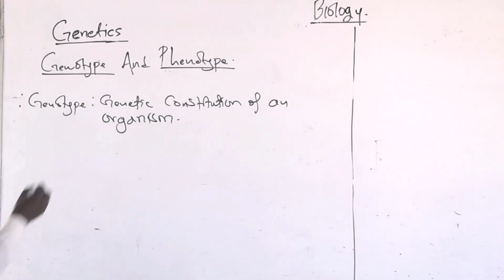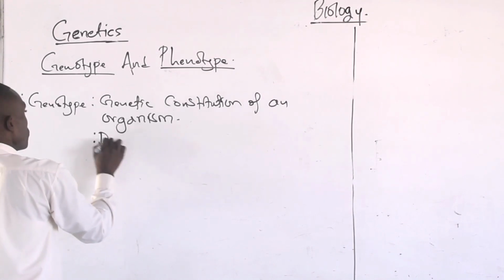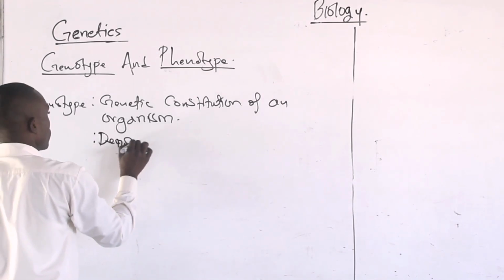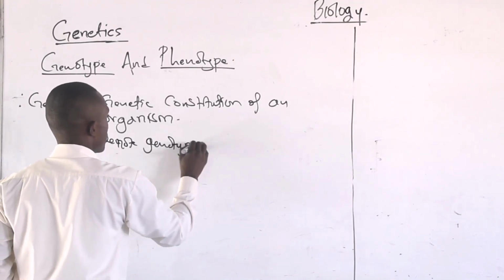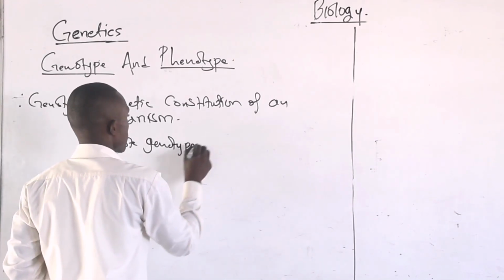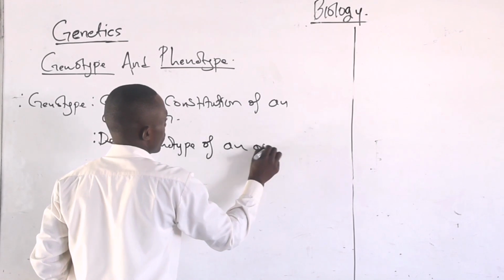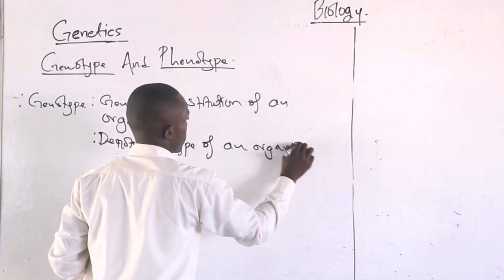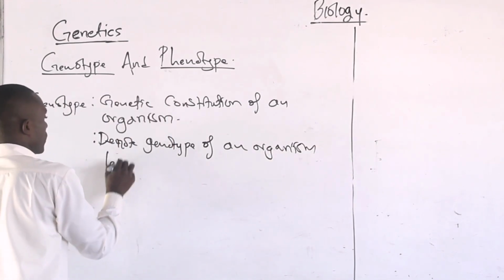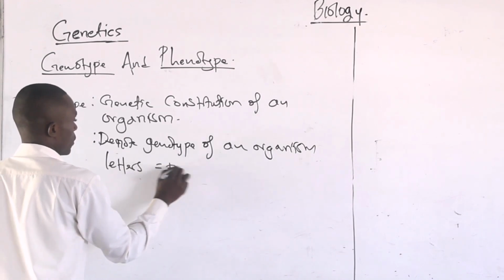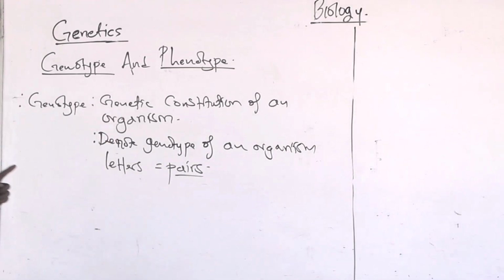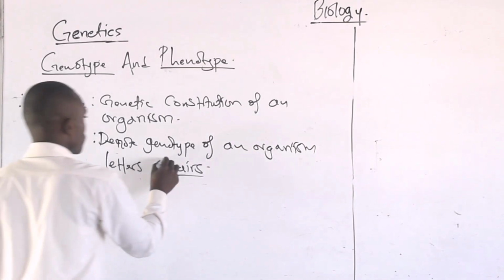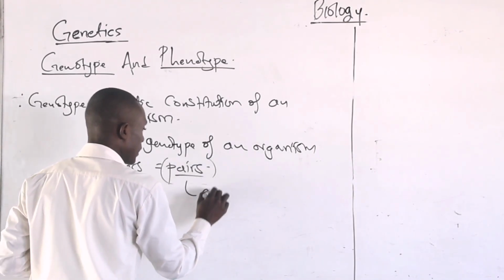How do we denote genotype in writing? We normally denote the genotype of an organism using letters, and these letters are normally in pairs. Each letter of such a pair forms part of the allele.